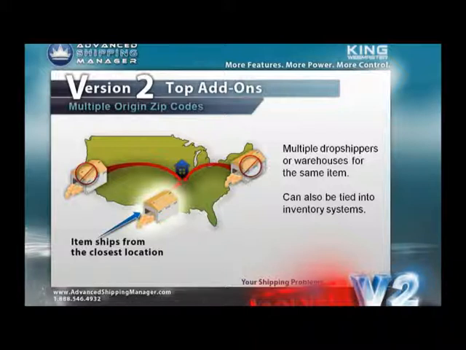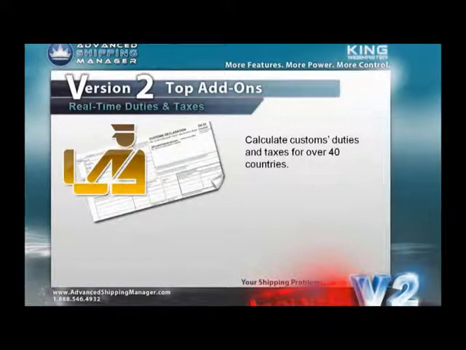So the way this works is it'll pick the closest drop shipper to your customer. And the idea of that is to keep the shipping cost as low as possible. In addition, we can also tie this into many different inventory systems. So our system will pick the closest drop shipper that actually has the item in stock. So this can really make things a lot easier for you with shipping in your store. Great.